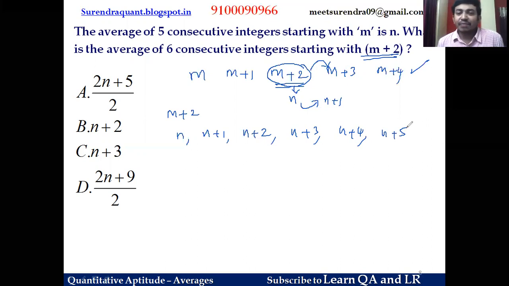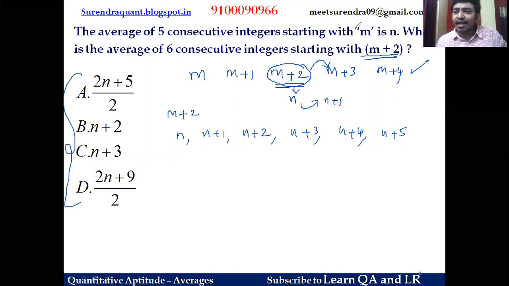Why am I taking it in terms of n? Because the options are given in terms of n. So rather than thinking in terms of m and then converting in terms of n, which is a time taking process, to avoid that, we are taking m plus 2 as n and the subsequent numbers are 1 more each. So n plus 1, n plus 2 and so on. That is the ideal method to work out in exam, friends.